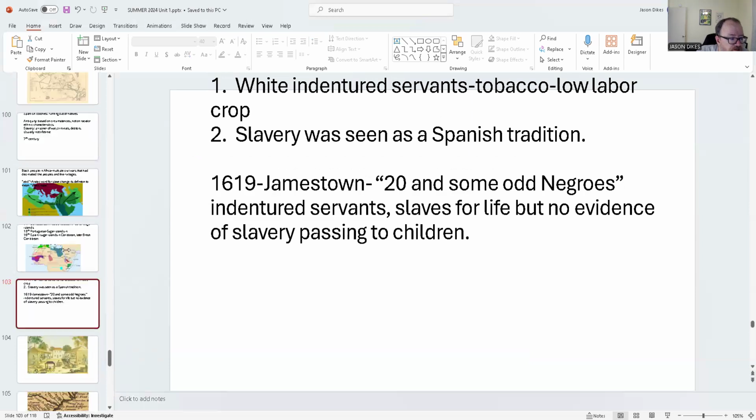which are not in this particular file. Let me see if I can find that real quick. Just give me a second. No, it's not in here later.